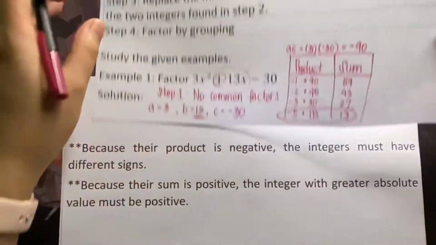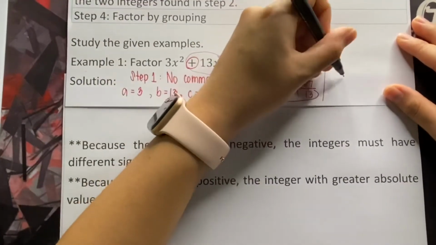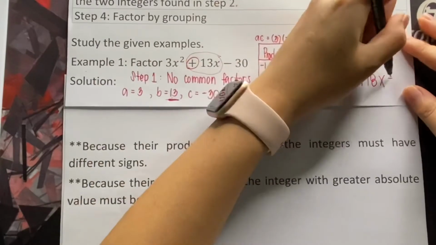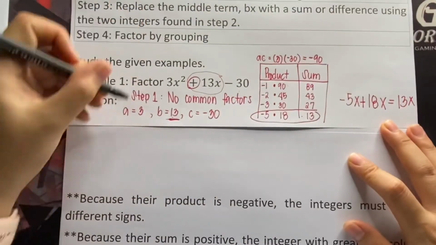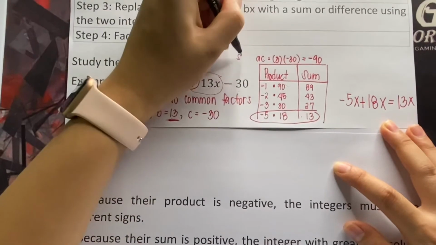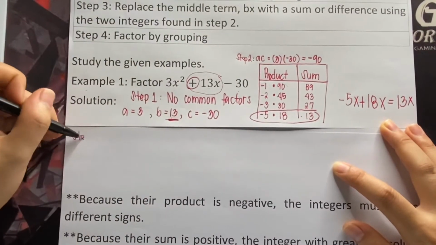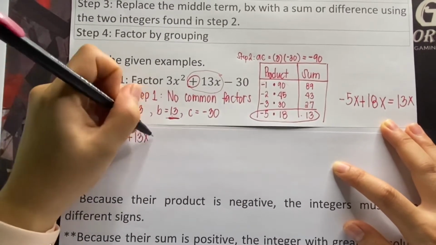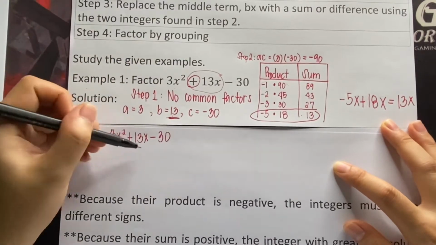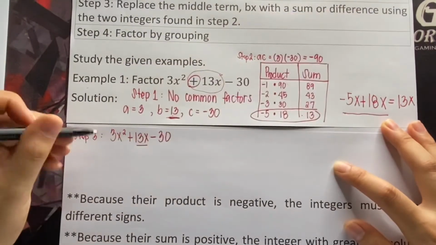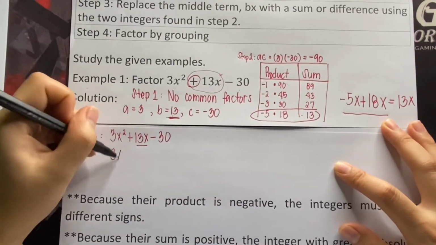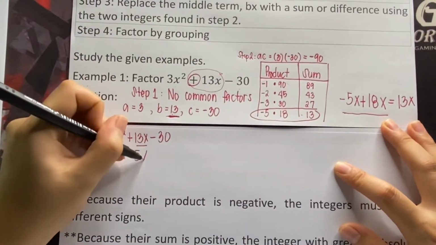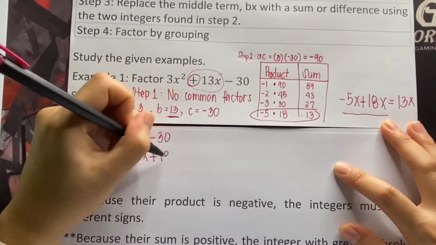Lagyan na natin ng variable dito. Negative 5x plus 18x equals 13x. Sulat natin yung given. Ito step 2. Step 3. Copy the given. 3x squared plus 13x minus 30. Replace mo raw. Palitan mo yung 13x. Palitan mo ng dalawang integers na may variable. Bring down 3x squared. Ano yun na una? 5x negative. Dahil negative siya, minus 5x plus 18x.